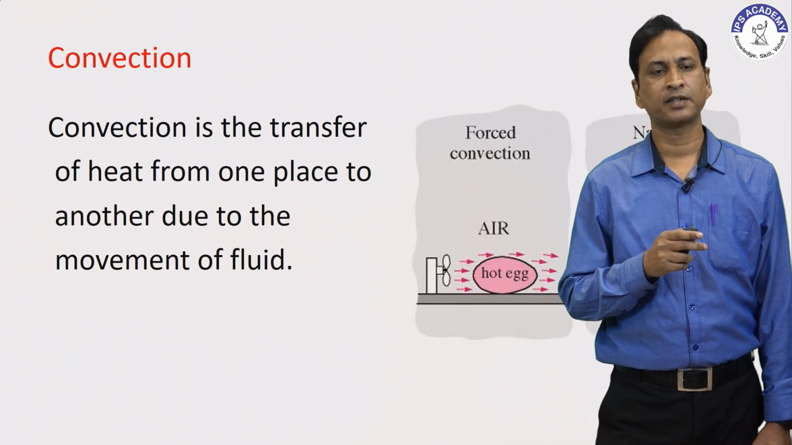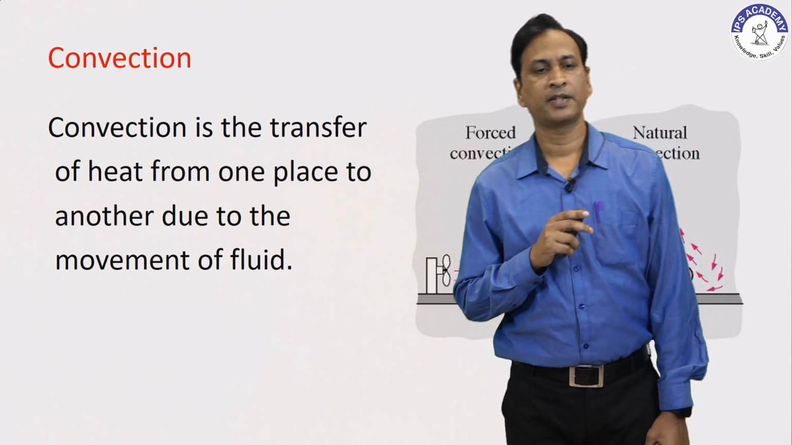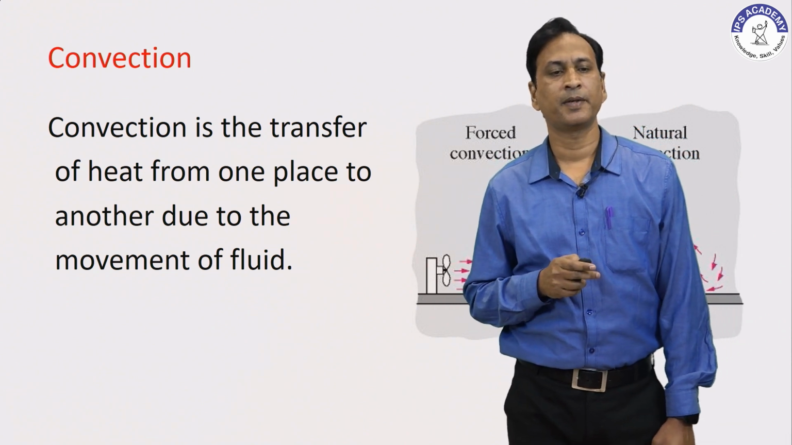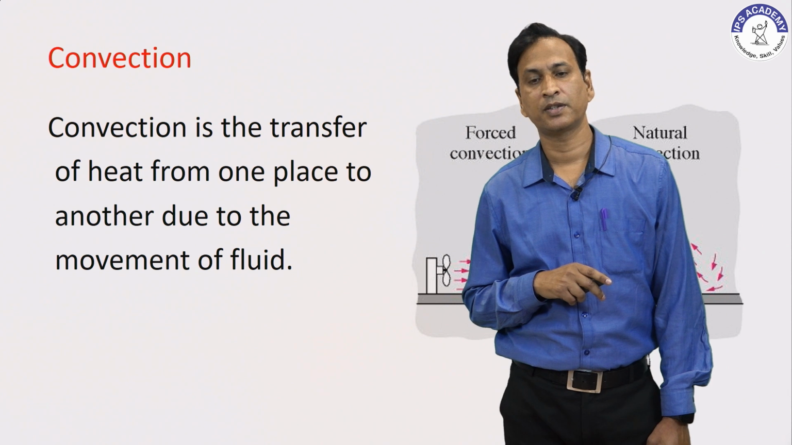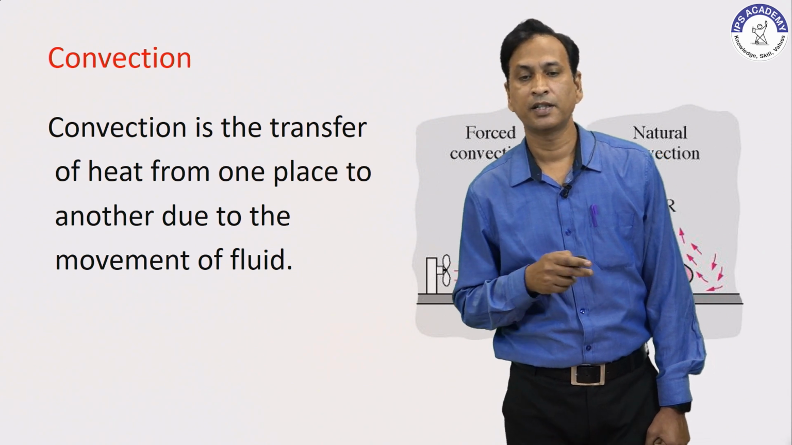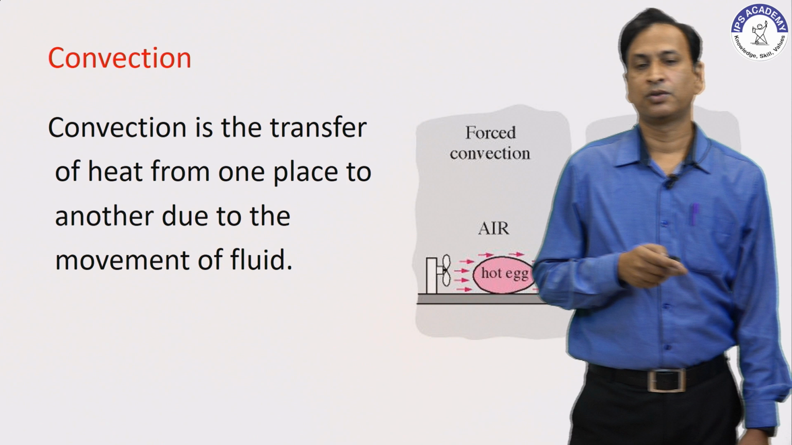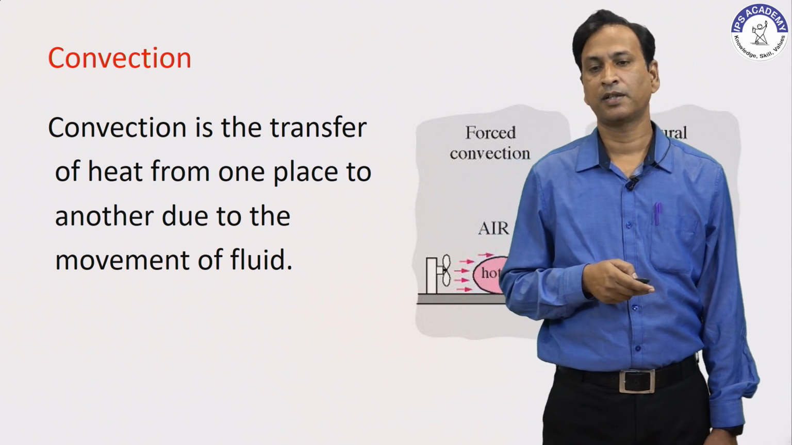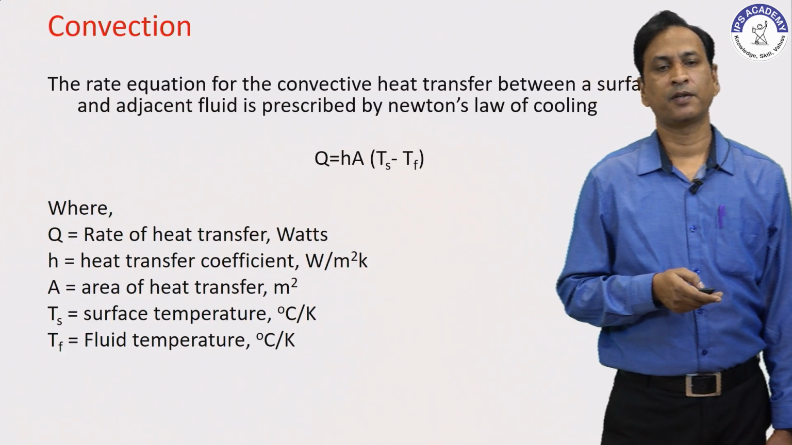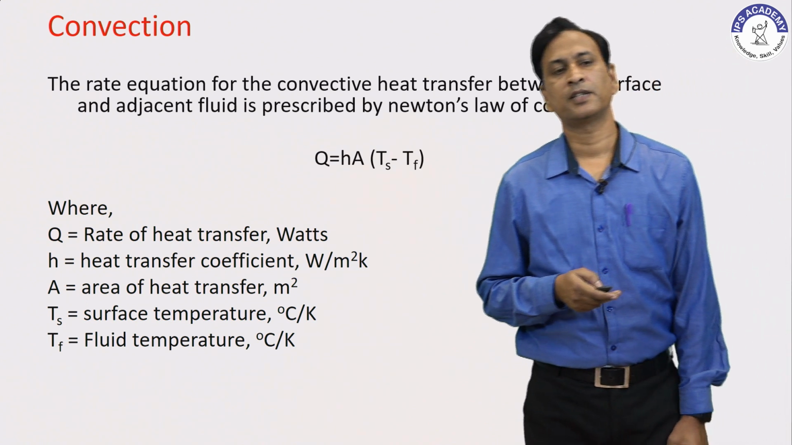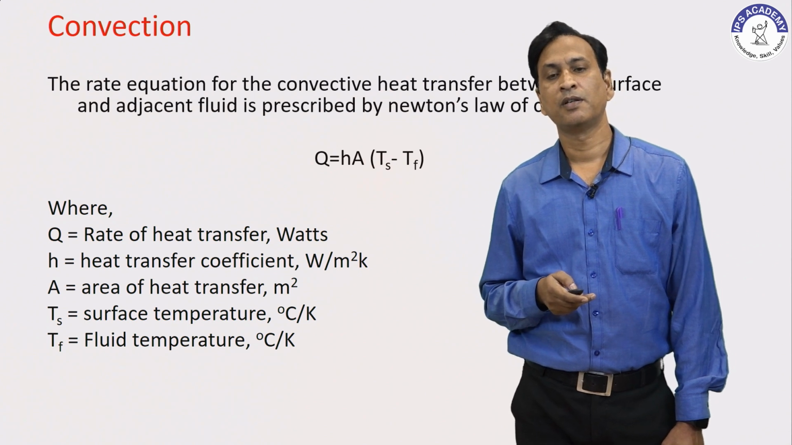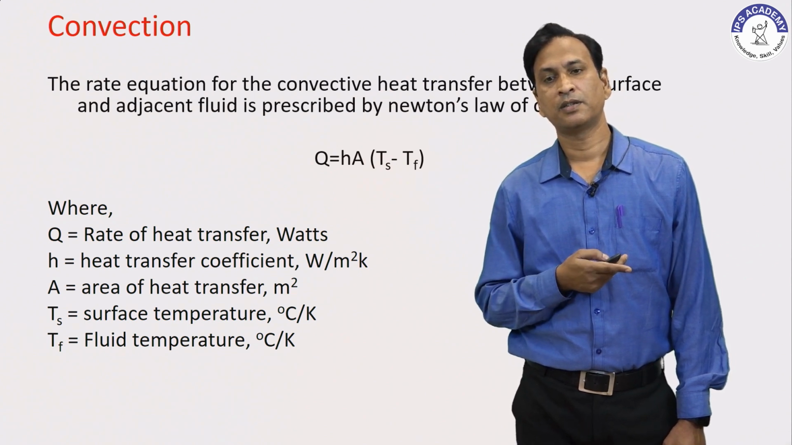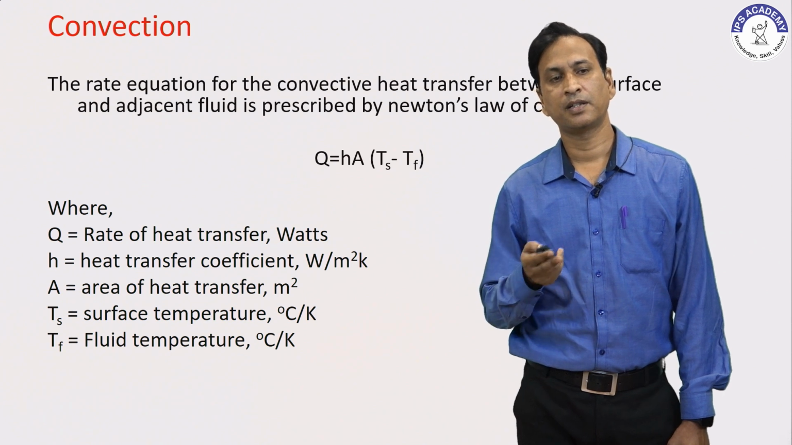Now we simply discuss convection. Convection is the transfer of heat from one place to another due to the movement of fluid. There are two types of convection, forced convection and natural convection. Forced convection uses some type of fan to enhance the heat transfer, and natural convection occurs naturally. The rate equation of the convection heat transfer between a surface and adjacent fluid is prescribed by Newton's law of cooling.